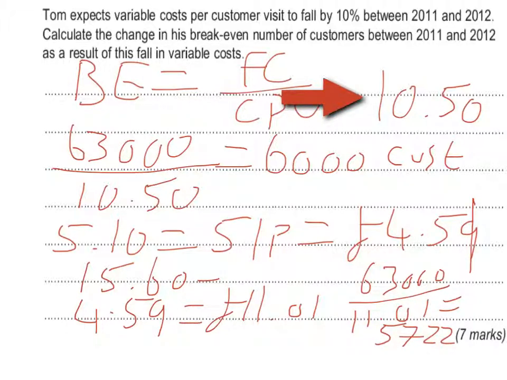However, the question is asking for the change, so we now have to take the original 6,000 customers for 2011 and minus the new break-even quantity for the following year of 5,722 to get our answer, which is the change, which should equal 278 fewer customers. This will give you the full 7 marks for an answer of 278 fewer customers.